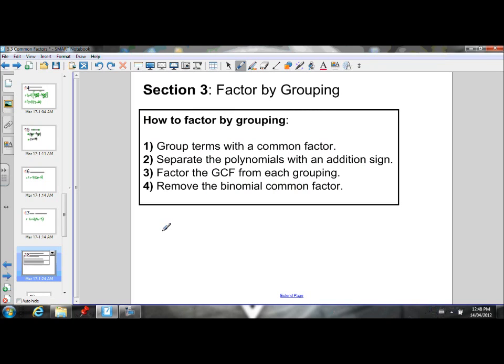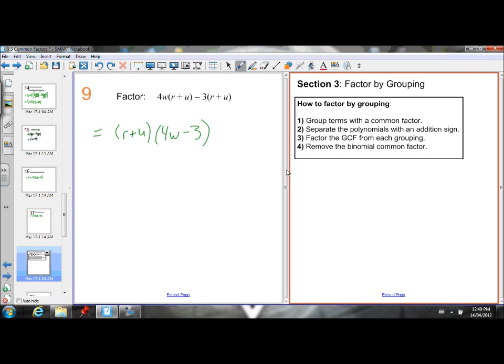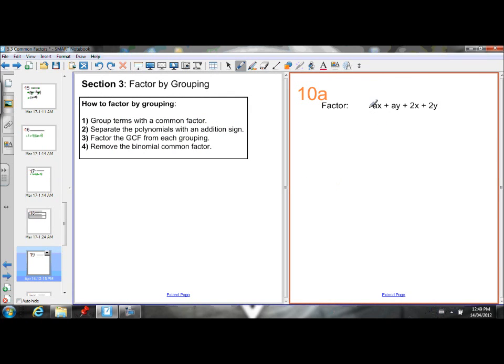Okay, section number 3, factor by grouping. How we factor by grouping is we group terms with a common factor, separate the polynomials with an addition sign, factor the greatest common factor from each grouping, and remove the binomial common factor. So we need to be good at binomial common factoring in order to do factoring by grouping. I'll reference these steps as we go through the first couple examples. They probably don't make sense the first time I said them, but you'll see what I mean.